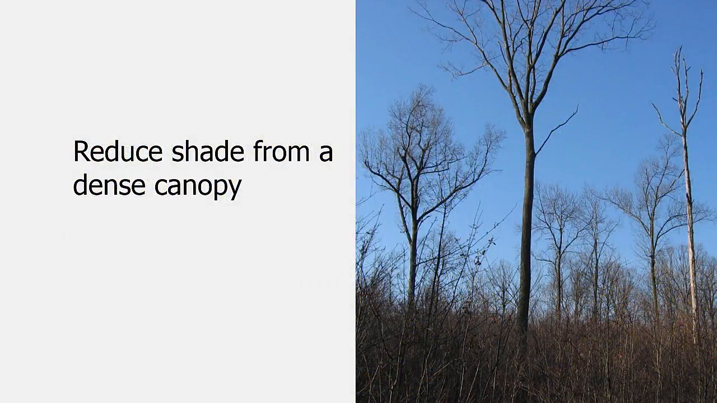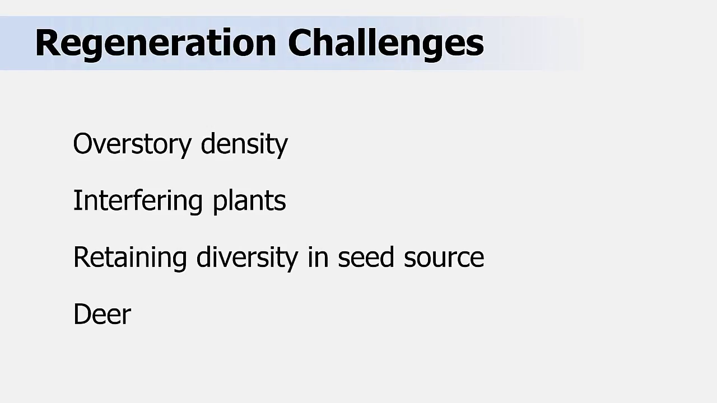Therefore, reduce shade from a dense canopy so seedlings can receive an adequate amount of light. This is an important part of the regeneration process. In addition to overstory density, competition from interfering plants, and retaining adequate diversity in the seed source are significant challenges for regeneration.